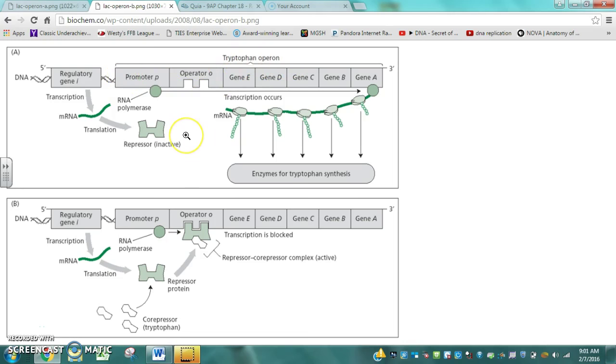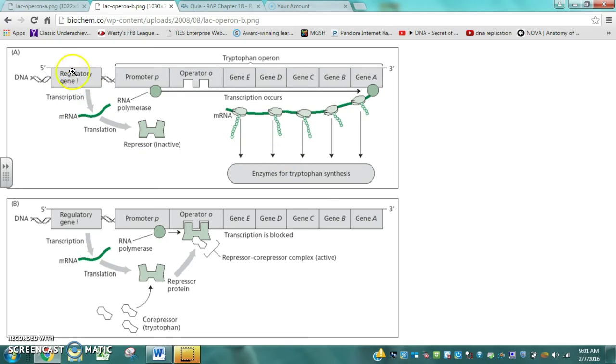Tryptophan is an amino acid that your body needs. And if it doesn't have it available, you have a set of genes, gene E, D, C, B, and A here, that are transcribed by polymerase. And polymerase transcribes those 5 genes into 5 different proteins, which then combine together through different foldings. And then what they do is they synthesize tryptophan. They make tryptophan for you. So when you don't have tryptophan, your body makes it for you.